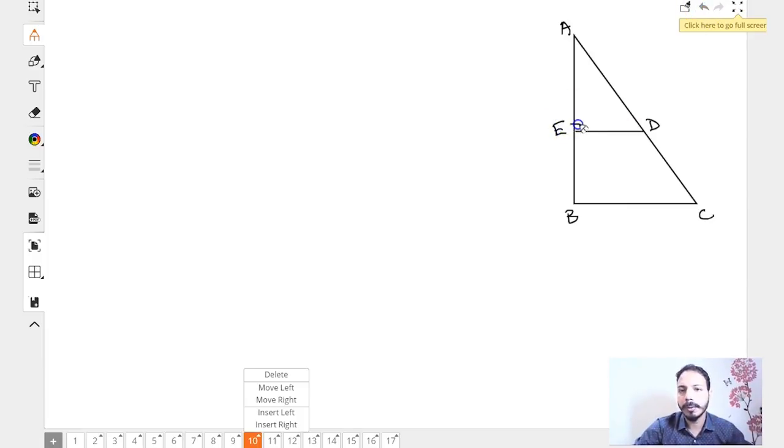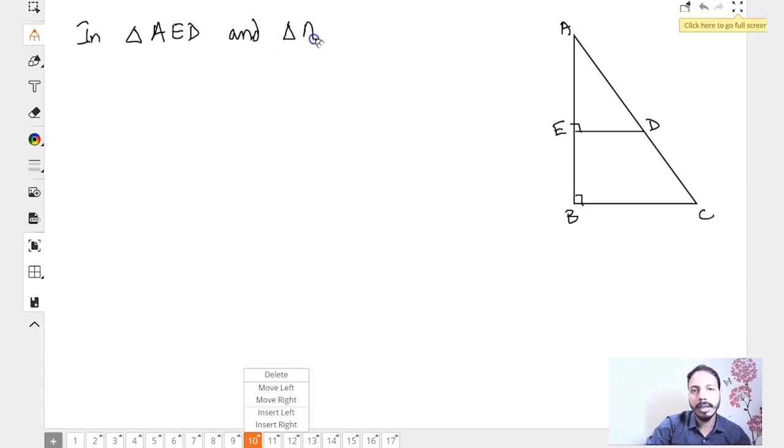Just E. Okay, now you see, guys, in triangle AED and triangle ABC, what are the things common? See, this angle is equal to this angle, and this angle is also equal to this angle, because these two lines are parallel, and if AC is the transversal, then this angle will be equal to this angle, corresponding angles, right? And this is the common angle.